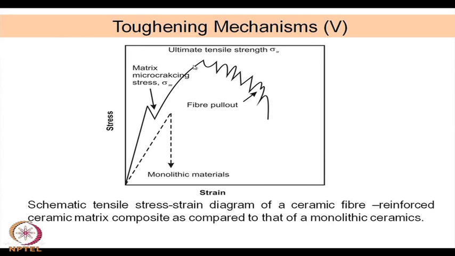It is something like a yield point phenomenon as we get in ductile material. Then once again it goes, and finally, with some serrations, it takes fiber pull out, that is debonding actually takes place, more and more debonding takes place here, and therefore, all these serrations come, and the total amount of permanent deformation before fracture is fairly large compared to almost negligible in case of monolithic ceramics. So, this is a schematic tensile stress strain diagram for a certain ceramic fiber reinforced matrix composite as compared to that of a monolithic ceramic. That is what the comparison has been made.